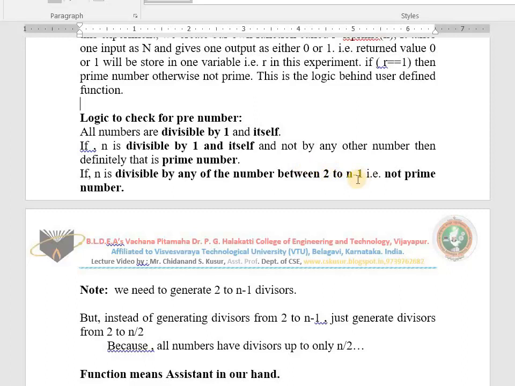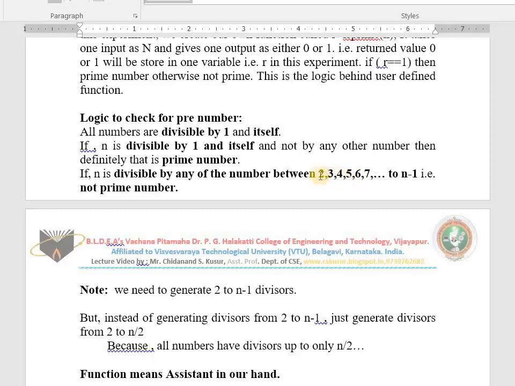Understood or not? I repeat slowly. For example, one unknown number is there. Whether it is prime or not prime, how to decide? First I divide it by 2. Is n divisible by 2? No. Is n divisible by 3? No. By 4? No. By 5? No. By 6? No. By 7? No. Like this I check up to where? Up to n minus 1.